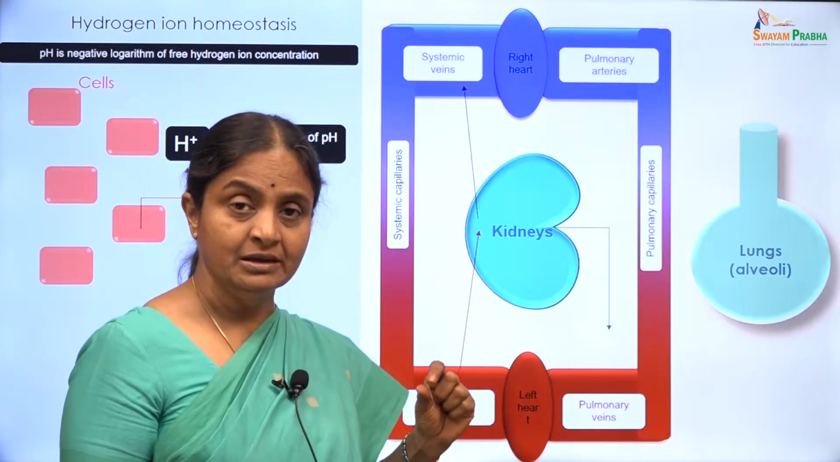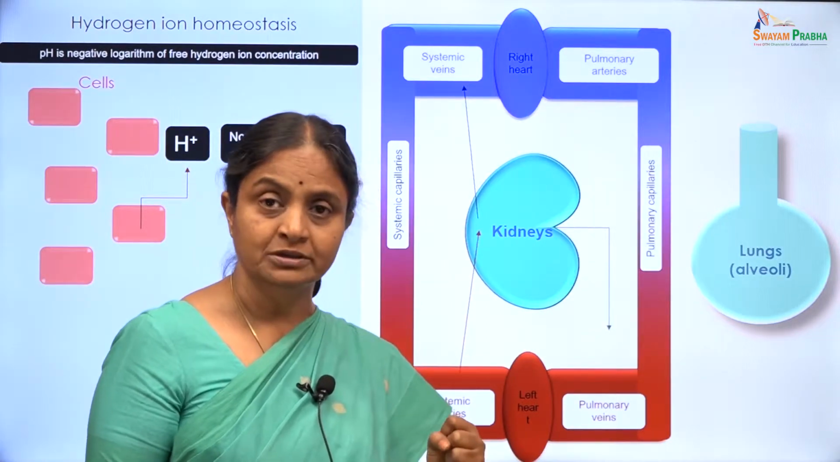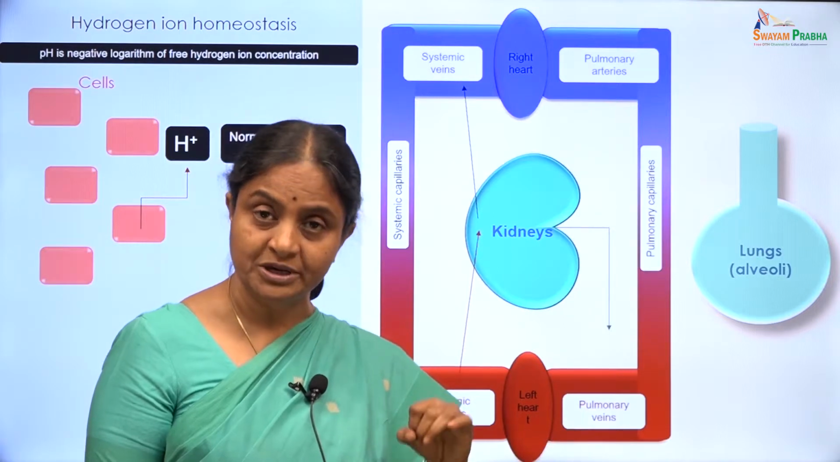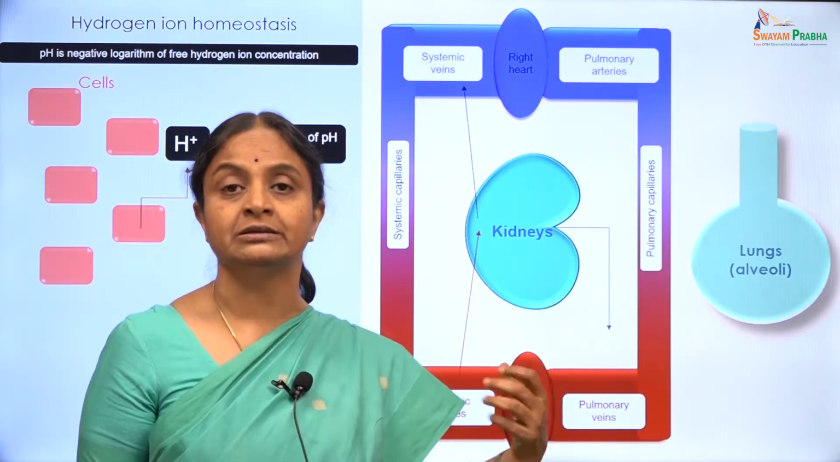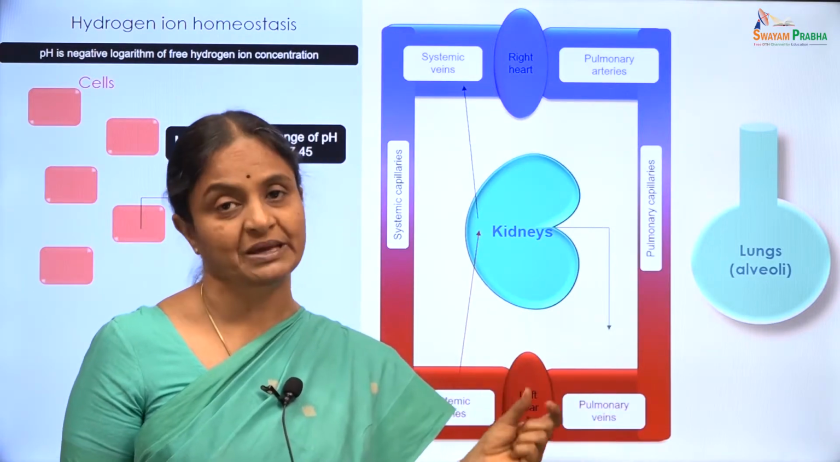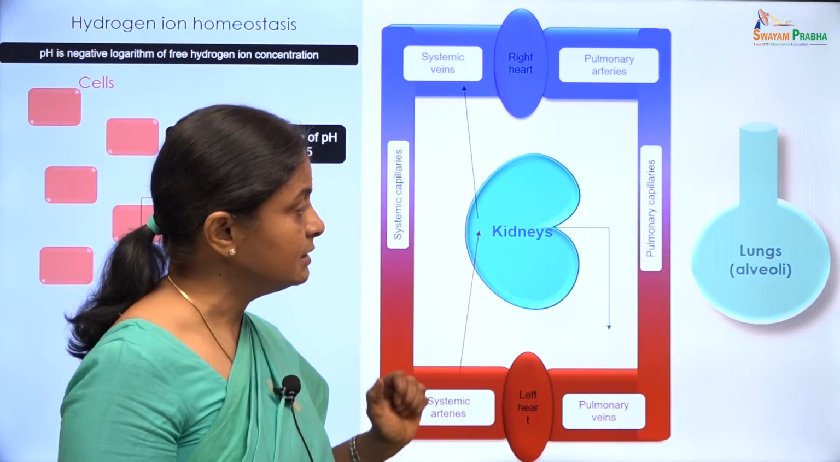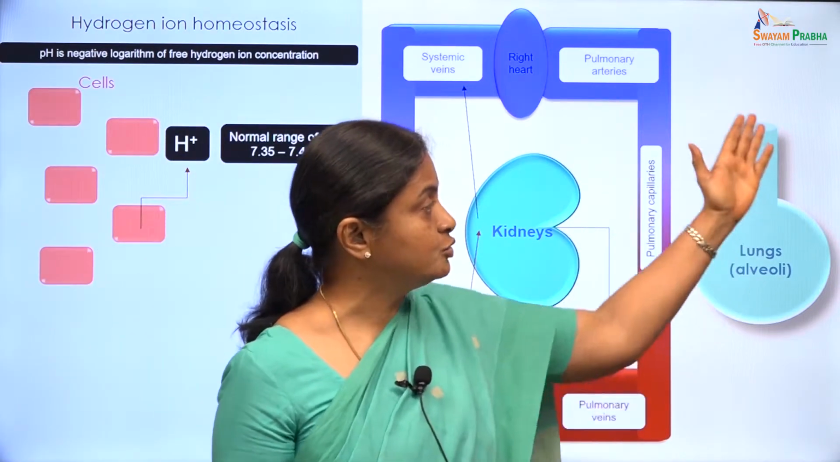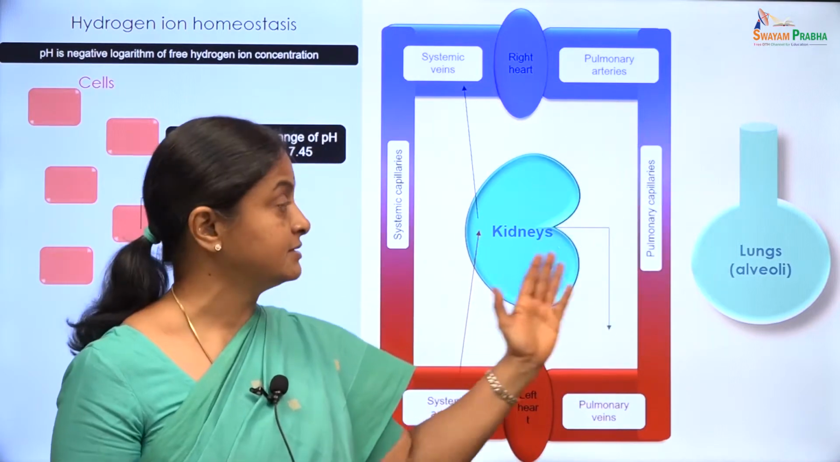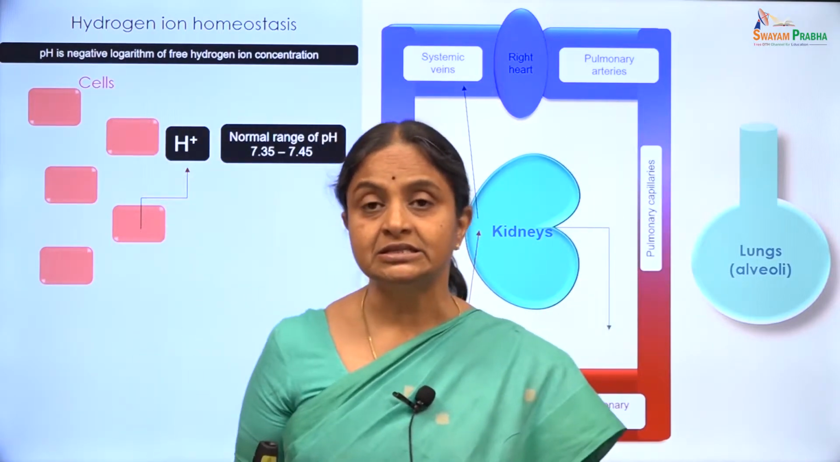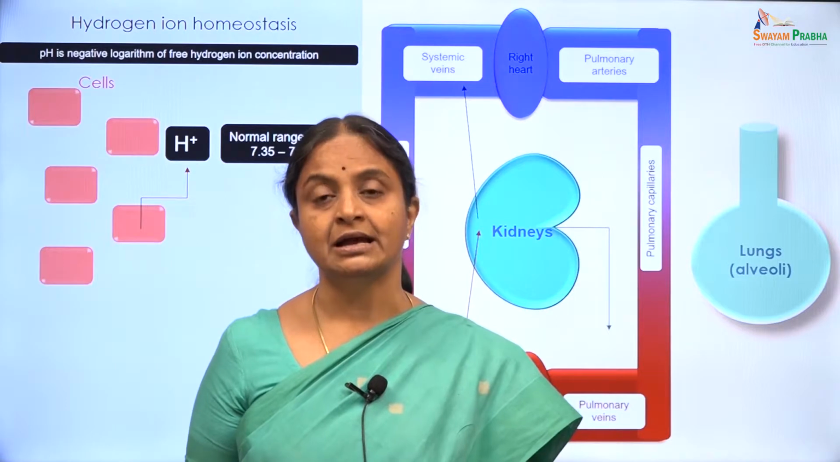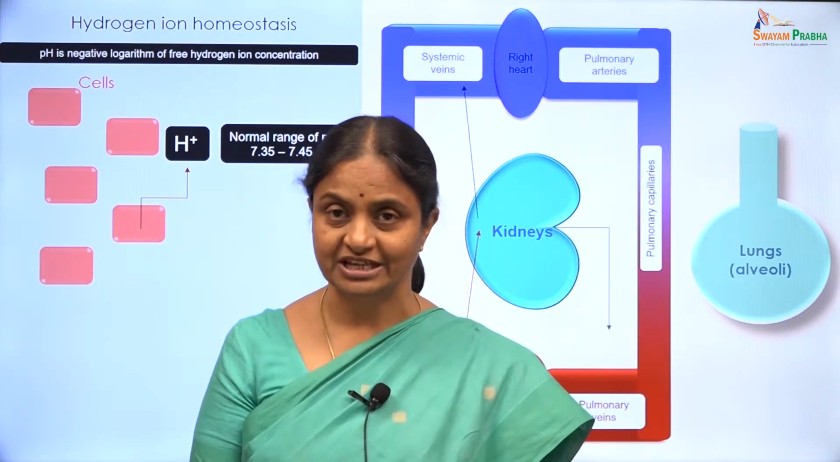By buffered, we mean how they are kept bound and not in the free state. It is only the free hydrogen ion concentration that contributes to acidity or the pH. And then we will see what are the routes of excretion through the lungs and the kidneys. So, this will be the organization of lectures under the topic hydrogen ion homeostasis.